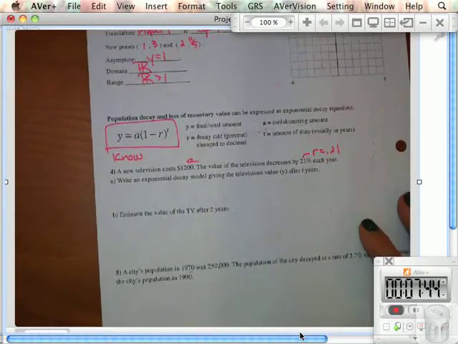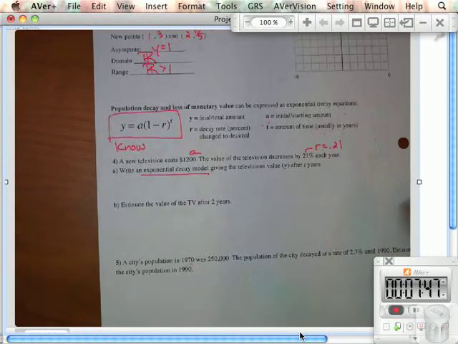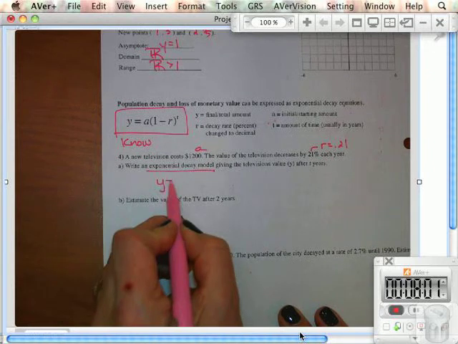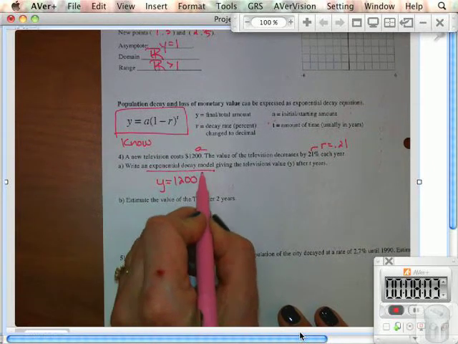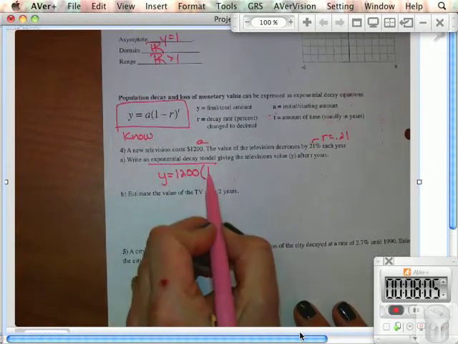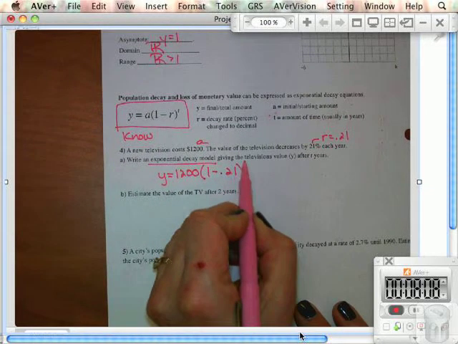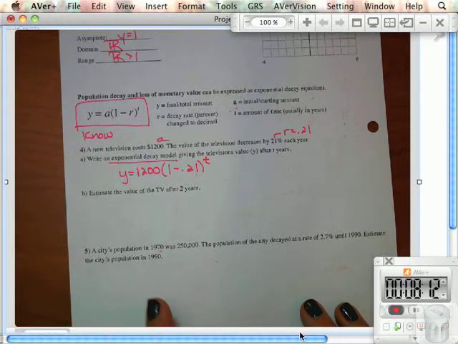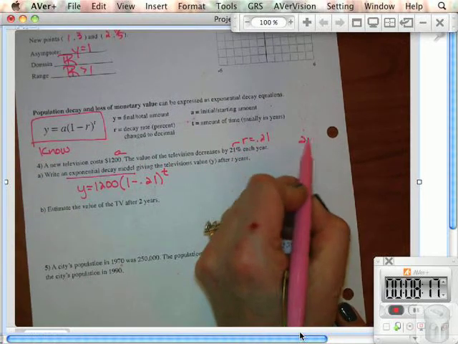Write an exponential decay model. That means you leave T. If you're writing a model, you leave T. You want to be able to put any year in there and figure out the value. Given the television's value after T years, Y equals the starting amount, and then you do 1 minus your rate. You leave T as T. You're writing a model here.